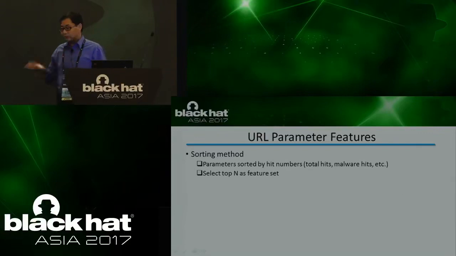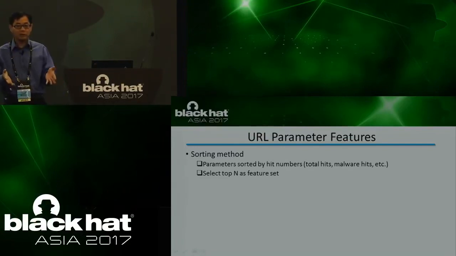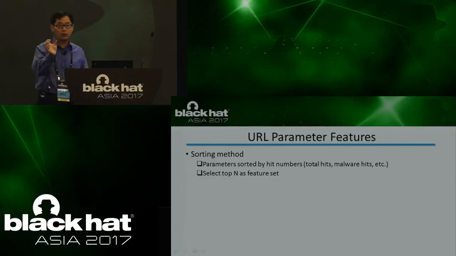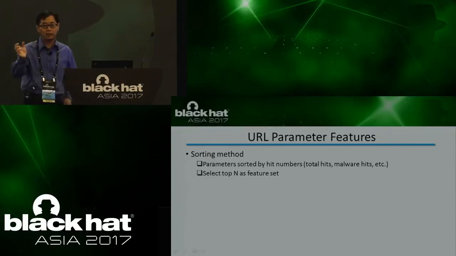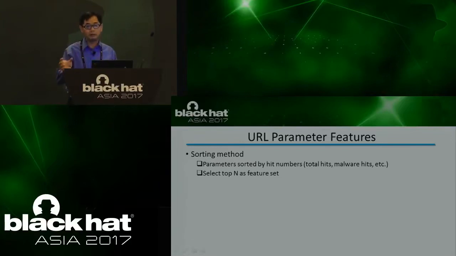Okay, the first method we naturally thought of is the sorting method. Basically, we just count the hit numbers. So one parameter we saw like 10,000 times, and another one 5,000 times. We sort them and pick the top 10. With sorting, we can choose, say, how many malware samples actually use these parameters. Okay, what's the problem with this sorting method?